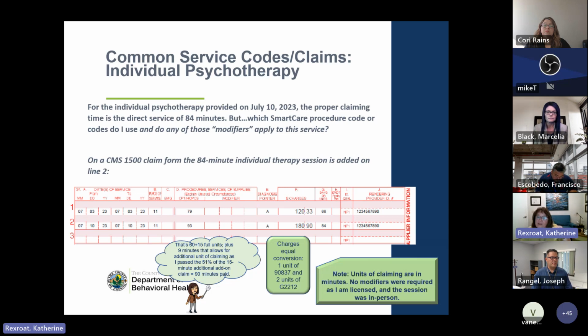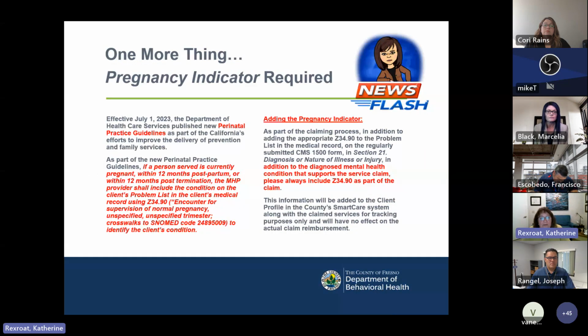So again, we're going to explain that calculation a little more in an upcoming document, and we are going to provide you with that guidance so that you don't have to worry about all of this calculation. We have done it for you, and we will be providing you that table. So we have claimed both of our services, and I thought I was going to be done with my training, except we had one more thing we wanted to request of you, and that is the pregnancy indicator.